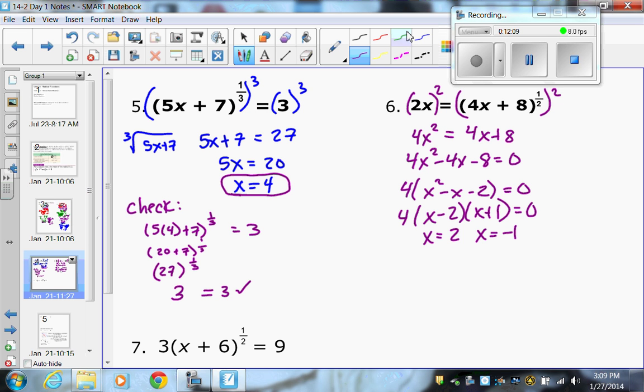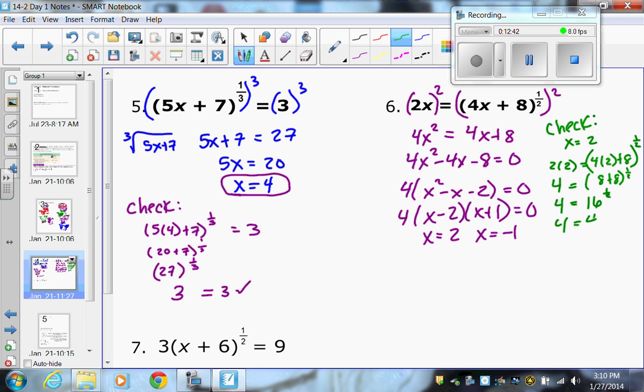But we're going to have to check both of these. First one I'm going to check is x equals 2. So 2 times 2, does that equal 4 times 2 plus 8, all raised to the 1/2? So does 4 equal 8 plus 8 raised to the 1/2? 8 plus 8 is 16, so that's really just 16 to the 1/2, which is the same thing as square root of 16. So 4 does equal 4.